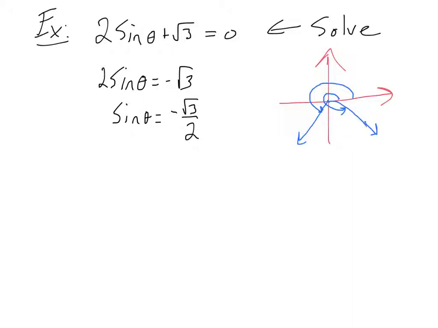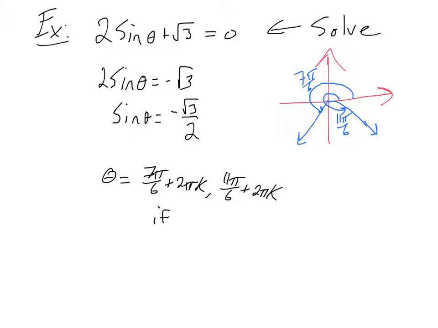In the third quadrant, that's going to be what? It's going to be pi plus pi over 6. So how many pi over 6s is that going to be? 7 pi over 6. Yep. And in the fourth quadrant, it's going to be 2 pi minus pi over 6. 11 pi over 6. Yep. So possible solutions are theta equals 7 pi over 6. So then I have to add 2 pi k for all of the angles coterminal with 7 pi over 6. Or the other possibility is 11 pi over 6 plus 2 pi k if k is an integer.